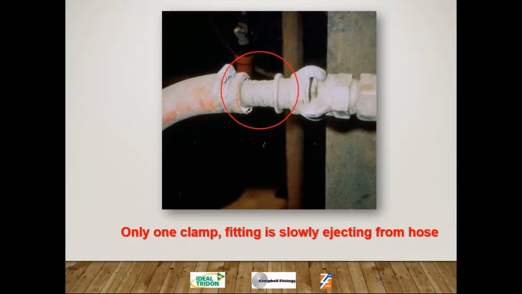Here's another Chicago universal fitting. No locking pin. You have 1 clamp. You need to have 2 clamps for any of these assemblies. There needs to be at least 2 clamps on a hose. This is slowly ejecting from the hose and obviously is not long for service.